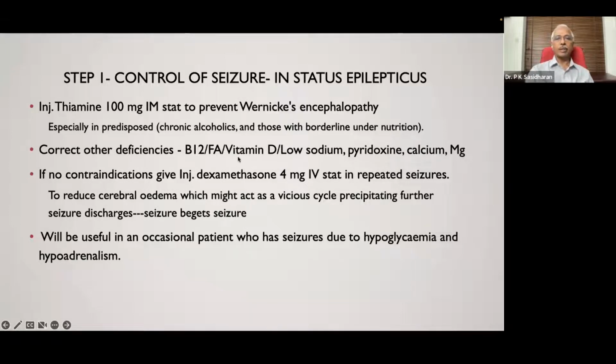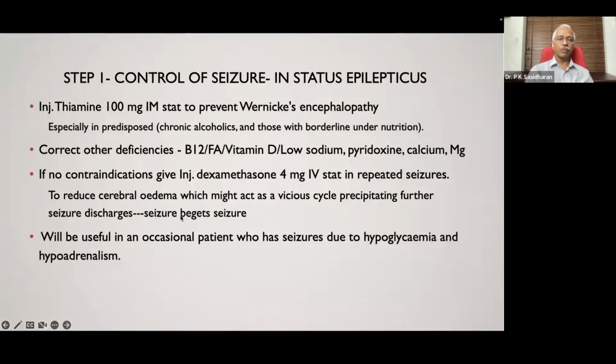All this can be corrected by proper diet and vitamin supplements, and if necessary, you may give calcium gluconate or magnesium intravenously. If there are no contraindications for giving dexamethasone in status epilepticus, always give dexamethasone 4 milligram IV start, because this will reduce the cerebral edema, which might act as a vicious cycle precipitating further seizure discharges.